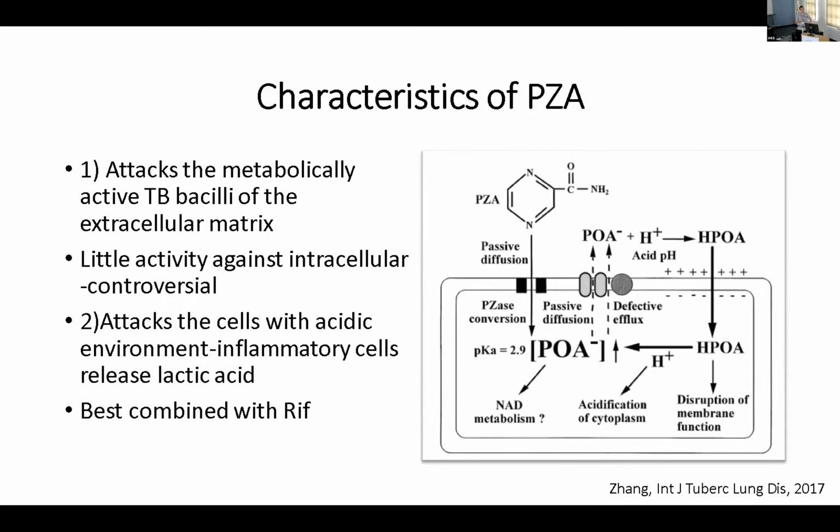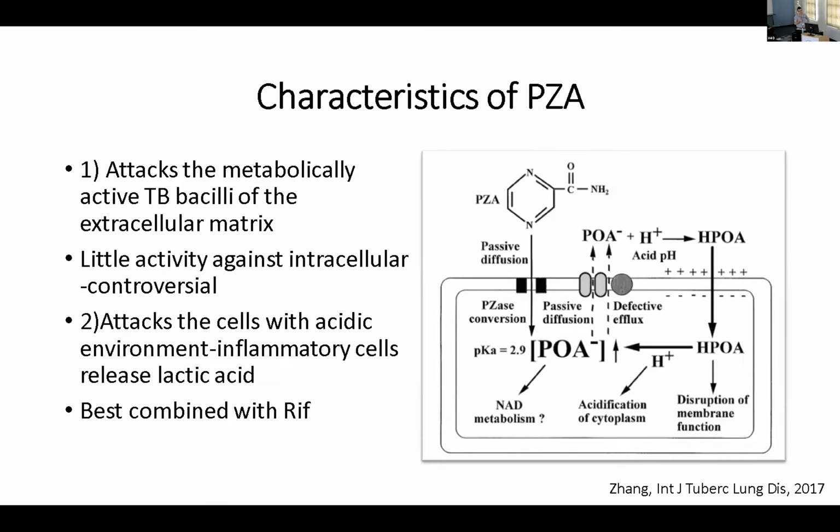As we alluded to earlier, it goes for the metabolically active TB bacilli and looks at the extracellular matrix bacilli. So that's basically the bacteria that are sitting in the cavity. If you think of pulmonary TB, you can imagine the cavity. The bacilli mainly sit in that area, but it has not much activity against intracellular bacilli, but that is a little bit of a controversial point. Some people say, no, it does, and some will say, no, it doesn't.